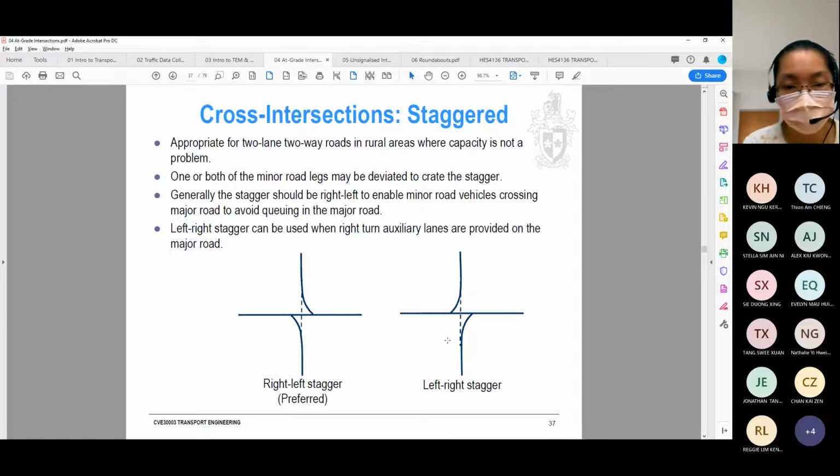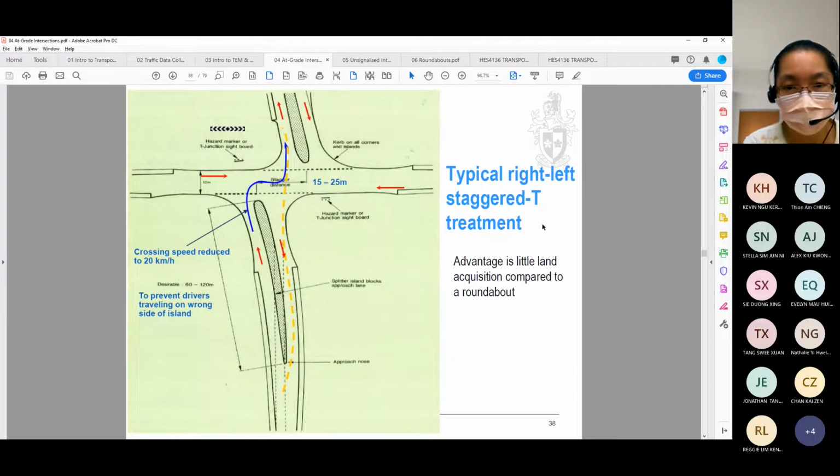Okay, and we always prefer right-left stagger. This is a right-left stagger. So there is little land acquisition compared to a roundabout, and for a right-left stagger, you don't need a waiting space on the major lane here, because if you can turn right, then you should be able to turn left into this road. So you minimize the waiting space required on the lane here.